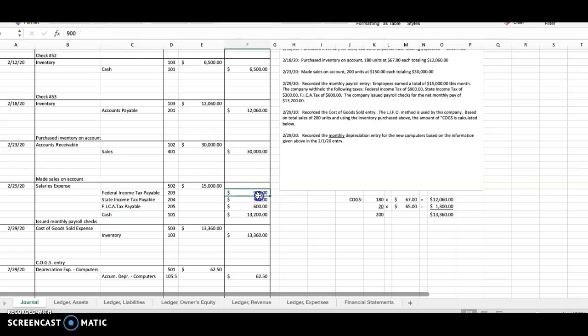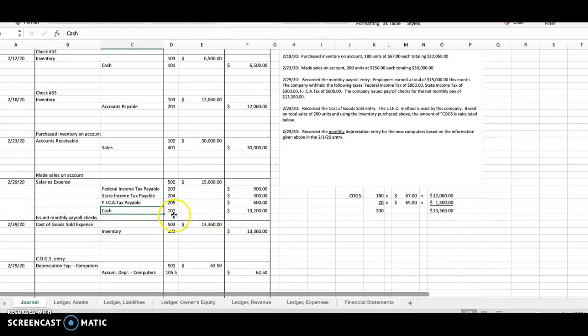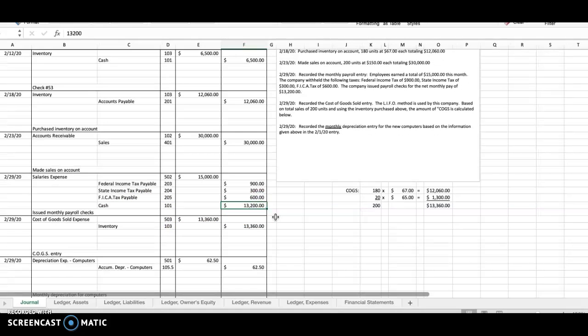So those are the amounts out of this monthly payroll that we deducted out of the paychecks for the employees. We'll pay it later. And that leaves then, if we do the math correctly, we actually paid them an amount of $13,200, and that's credited to cash. So that's the first entry at the end of the accounting period.